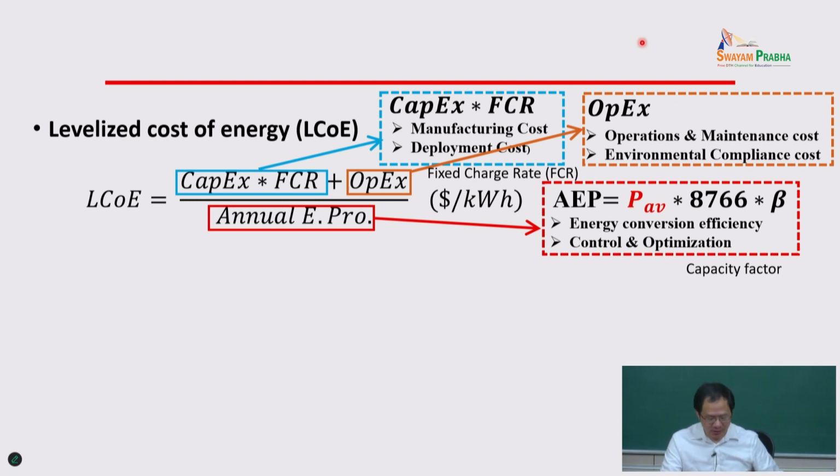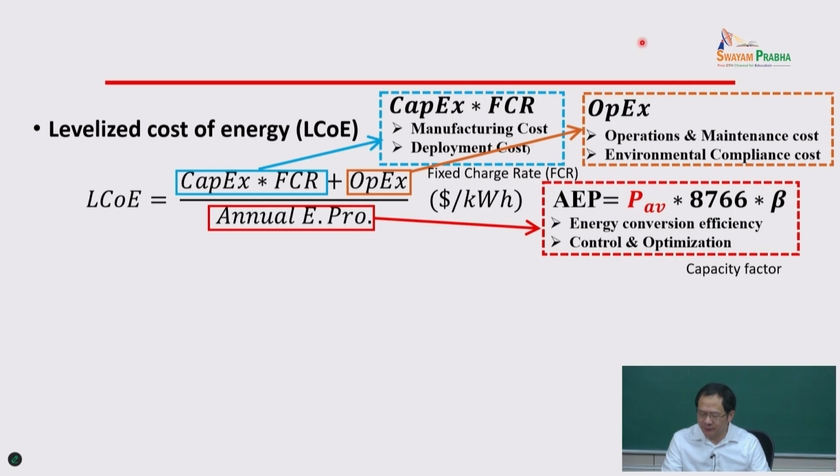So overall that is the capital cost. The second part is operation and maintenance cost. This includes normal operation and maintenance, and also environmental compliance cost, right? So that is the numerator, in terms of dollars. The denominator is annual energy production, AEP. That is your power rating, right? And the time unit is converted into annual, 365 days, right?